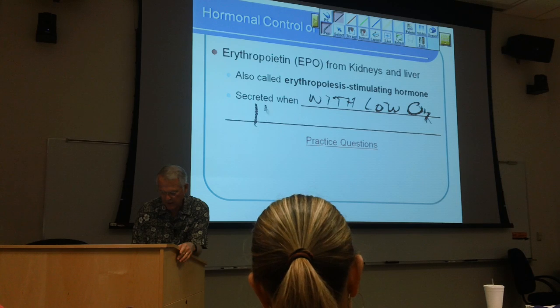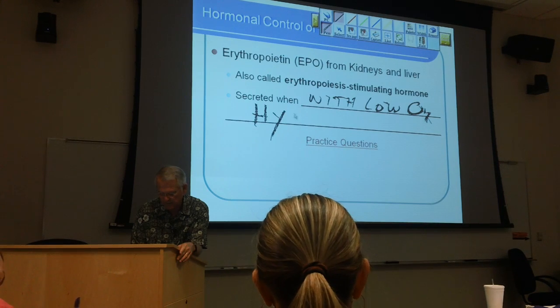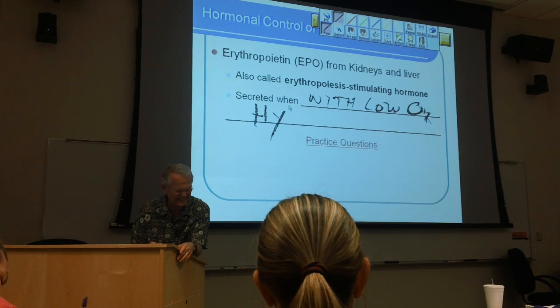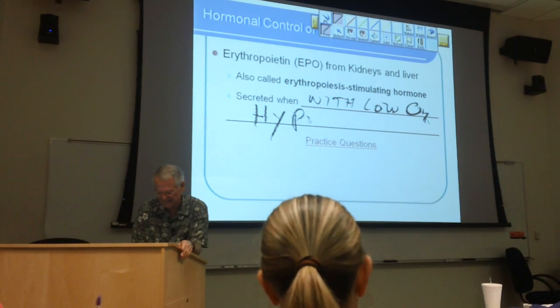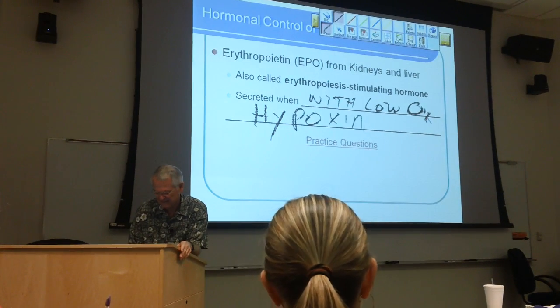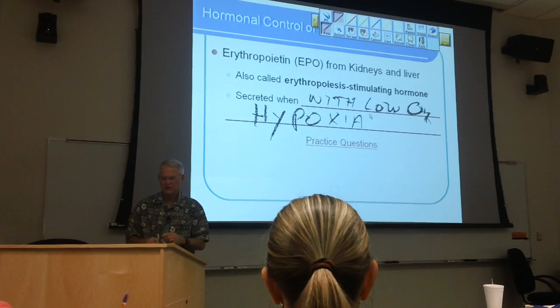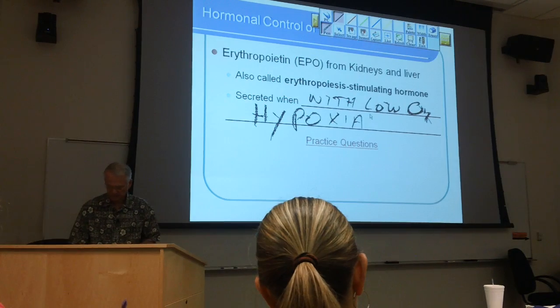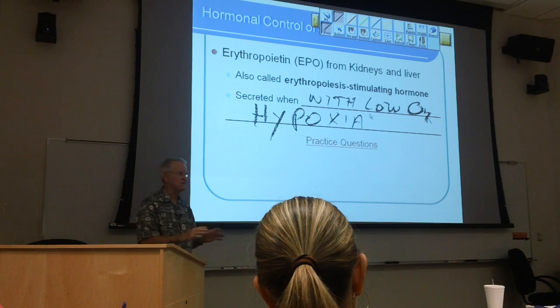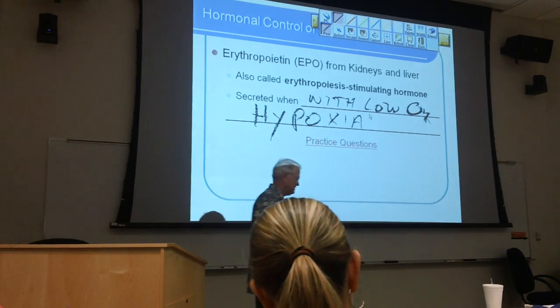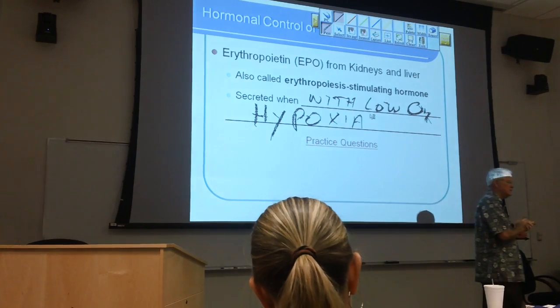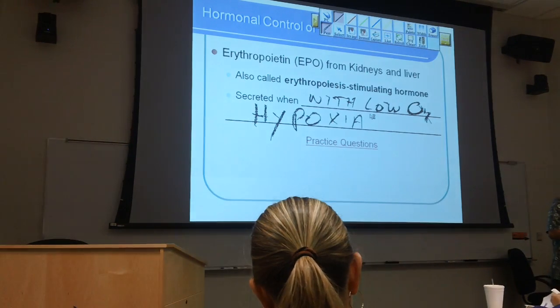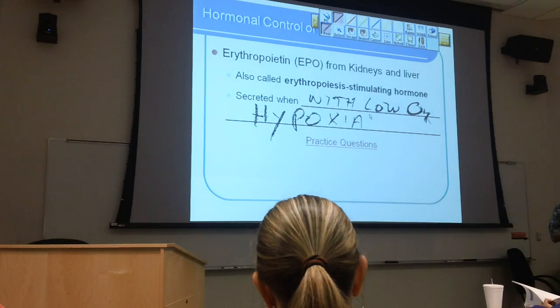And as you said, the proper term for low O2 is hypoxia. Kidneys will then sense this. Amazing, the kidneys have this ability to release this hormone when the oxygen level is low. You'll find the kidneys do a number of things related to their functions. This is one of them.